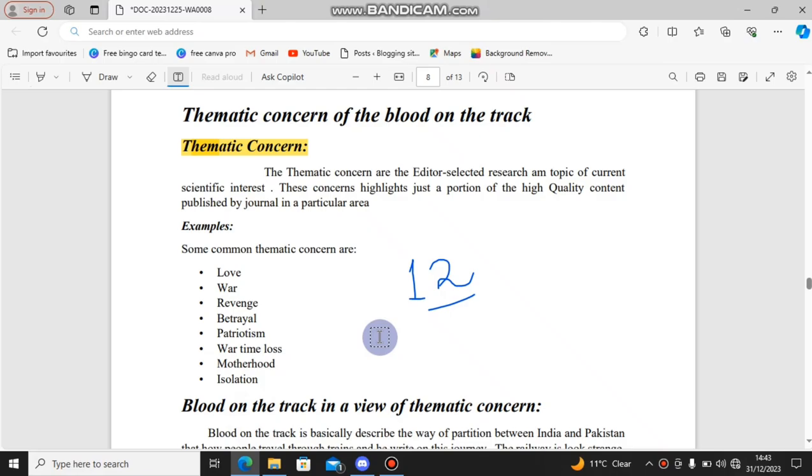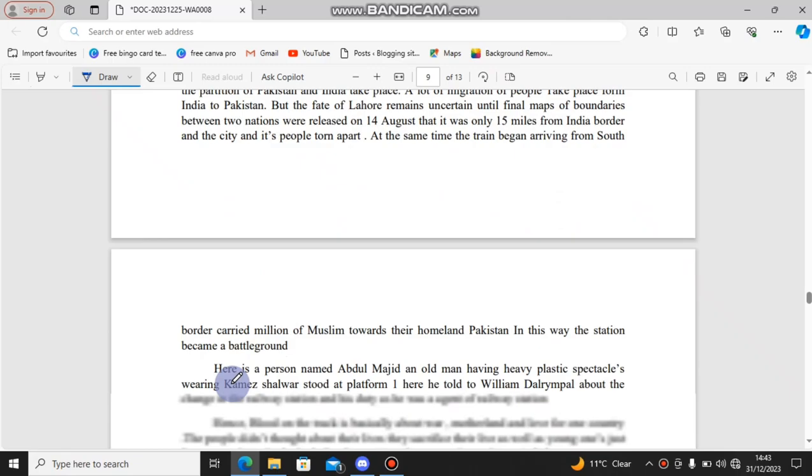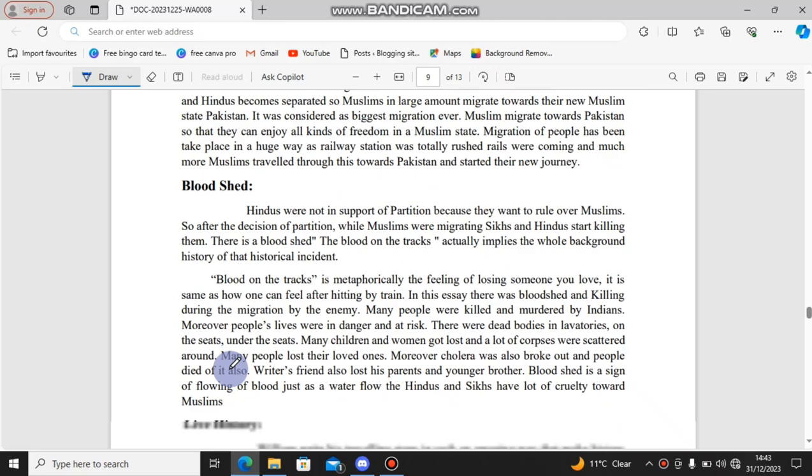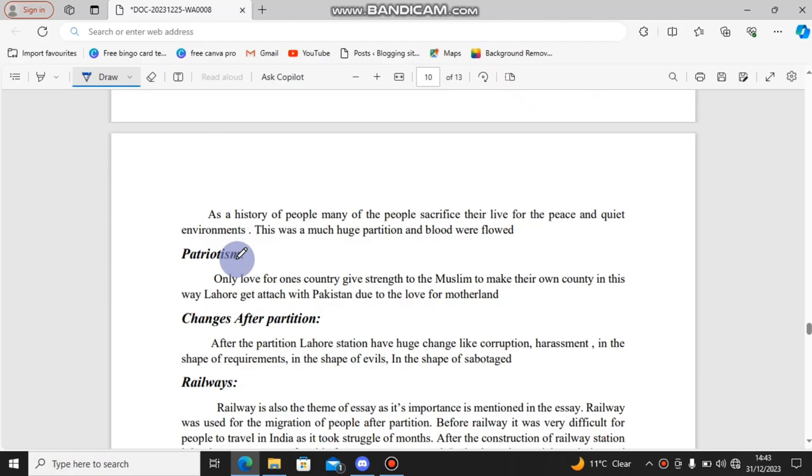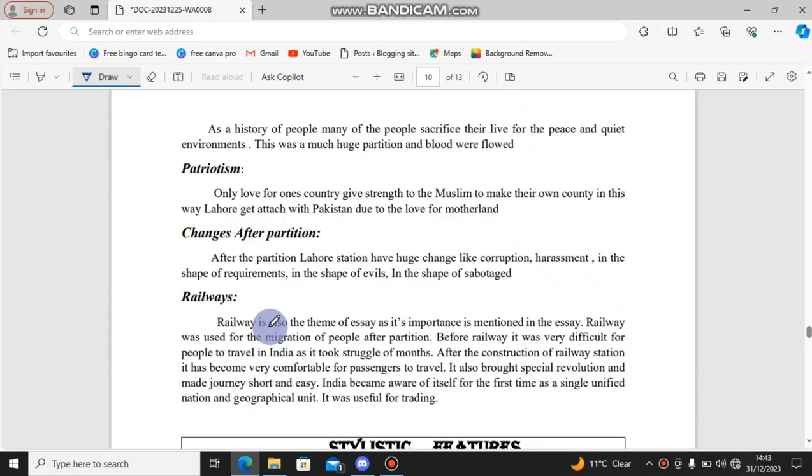There are 12: love, war, revenge, betrayal, patriotism, wartime loss, migration, bloodshed, live history, patriotism again, changes after partition, and last but not least, railways. These 12 themes are very important from this article.